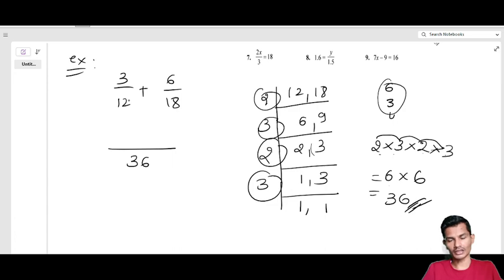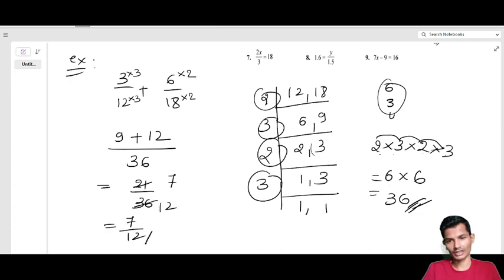In the table of 12, 36 comes at 12 3s, that is why I am multiplying the denominator and numerator by 3 only. And in the table of 18, 36 comes at 18 2s, that is why I am multiplying the numerator by 2 also. So 3 3s are 9 plus 6 2s are 12. So 9 plus 12 is 21 by 36, that is 3 7s are 21, 3 12s are 36. So 7 by 12 is the final answer.